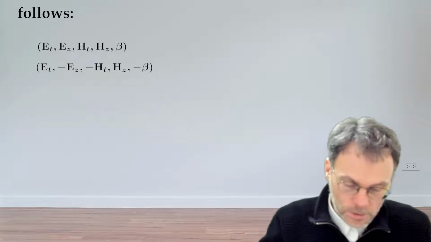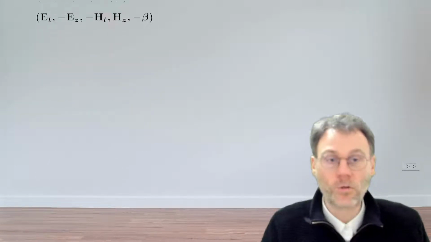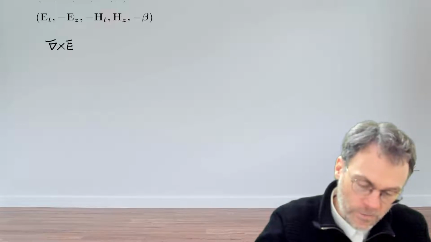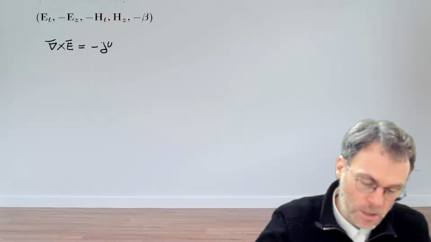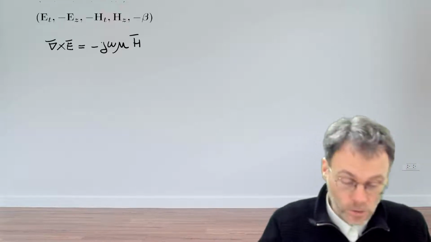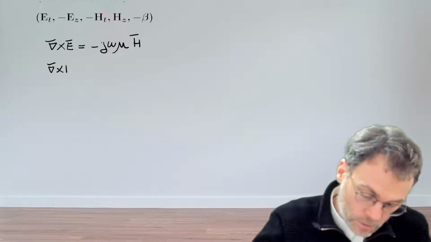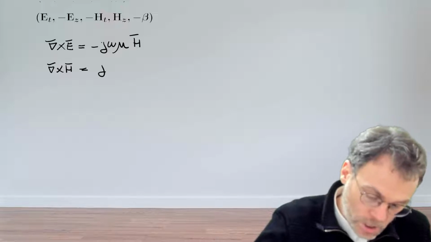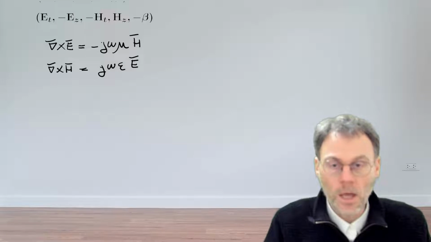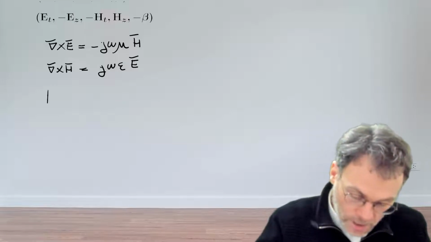So Maxwell's curl equations. First of all, we have the curl of the electric field. The curl of the electric field is minus j omega mu the magnetic field. And then we curl the magnetic field to give us j omega epsilon E. Quick recap for the curl, how we calculate the curl.